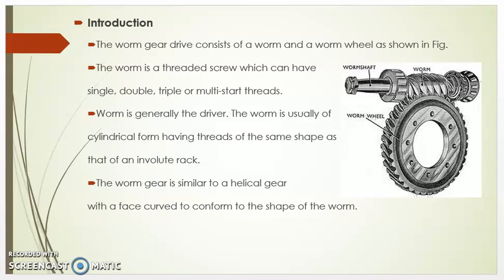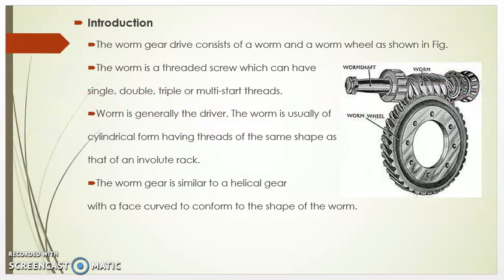Now we will see introduction. The worm gear drive consists of a worm and a worm wheel, as shown in the figure. See that this is the figure of worm and worm wheel. Worm wheel is a gear having teeth just like that of helical gear, that is inclined teeth, and worm is a threaded screw. This is the worm shaft and this is the worm.